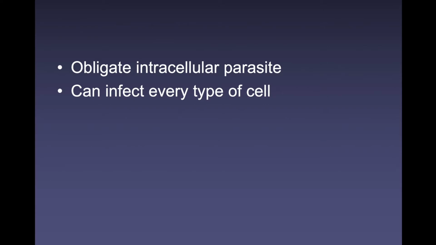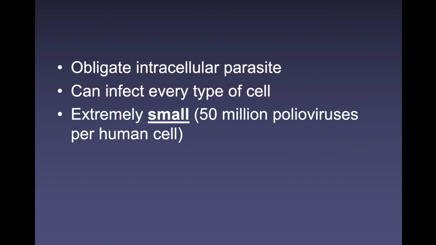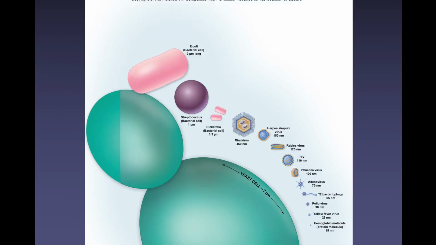There is a known virus that can infect every type of cell. So it's not true that any virus can infect any cell, but there is a known virus associated with every known cell that's out there of any type of organism. They're very, very small. So, for example, 50 million polioviruses can be inside a single human cell. And this is a picture to show that relative size comparison. So here's a yeast cell down here.